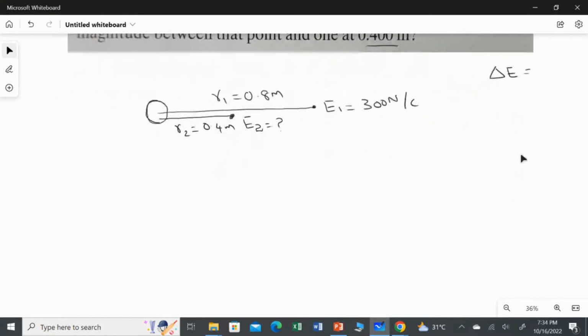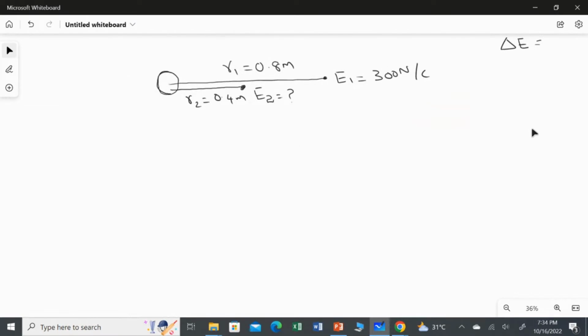So for this, we are going to use the formula of electric field due to a point charge. So what is the formula? The electric field due to a point charge is given by K Q over R square. I'm going to use this formula for both cases. What are the both cases? For E1 and R1, I'm going to use this formula. For E2 and R2, again, I'm going to use this formula. After I identify the value of E2, we are going to find the change in electric field, and changing means the difference.